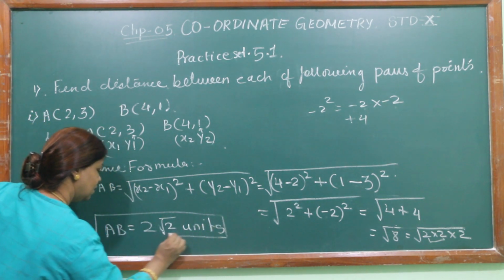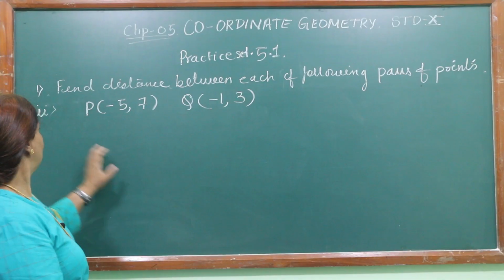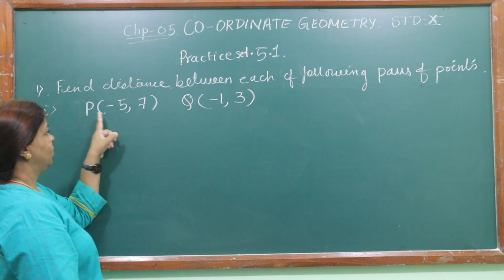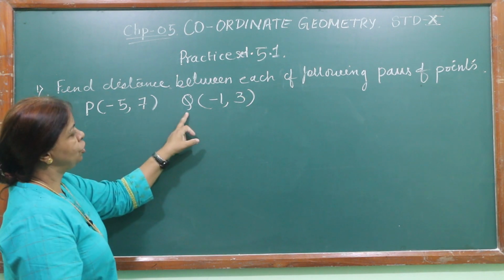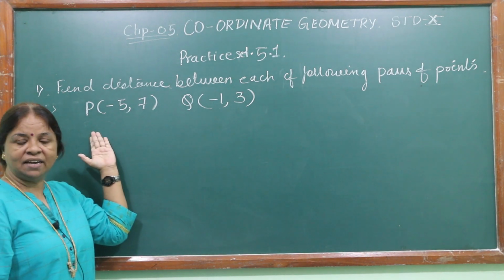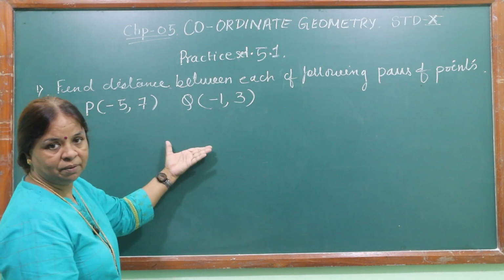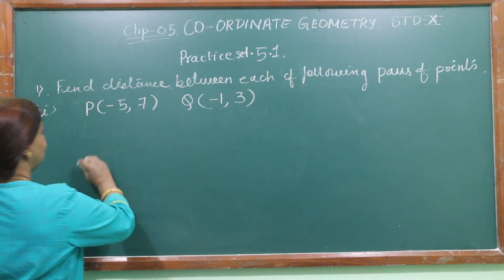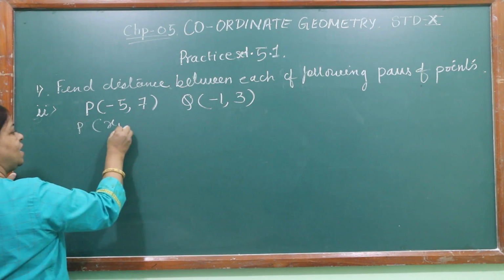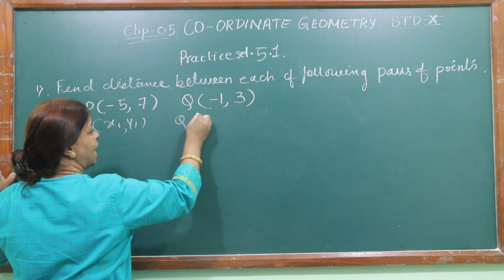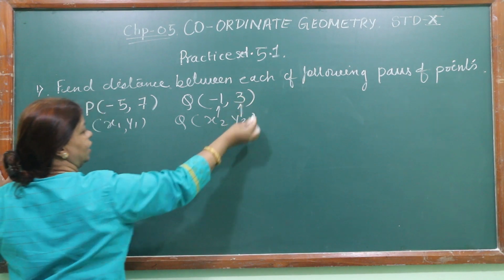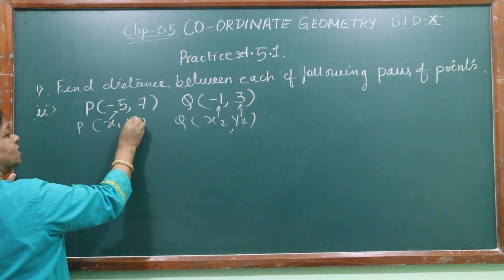So we got AB. Now we will go for second question, children. Question 2 of first one. P and Q. Point P coordinate minus 5 and 7. Point Q coordinate minus 1 and 3. And we need to find out the distance between the point P and Q. Now children, previously we have done the sum by distance formula again. Before using the distance formula, we will be assuming P as x1, y1 and Q as x2, y2. See, this is x2, this is y2, this is x1 and this is y1.